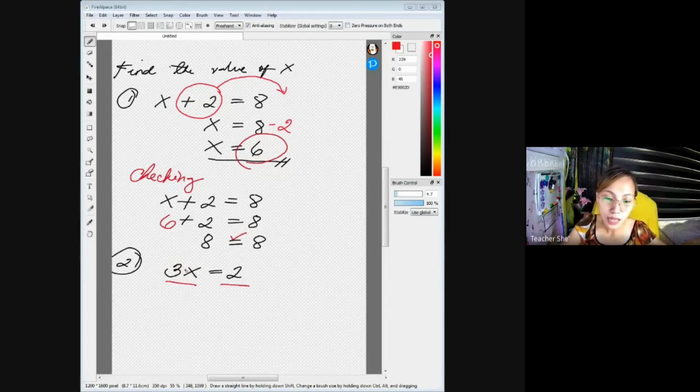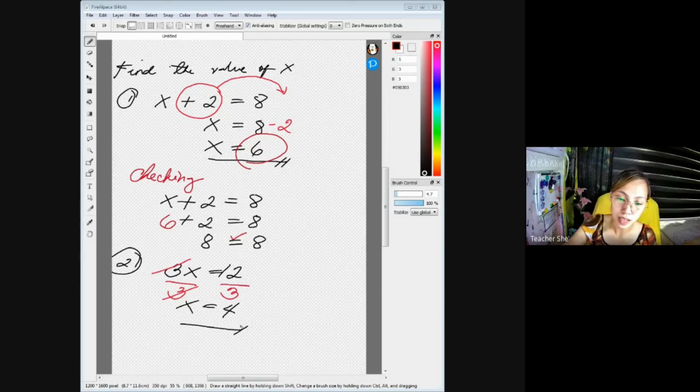We need to cancel 3 here. So let us divide this by 3. Kung nag-divide tayo ng 3 sa left side, divide din tayo ng 3 sa right side. Again, divide both sides by 3. 3x equals 12. So, divide both sides by 3. And then now, we can cancel 3 here. So, what will remain is x. And then, 12 divided by 3, we will get 4. So, this is the final answer.